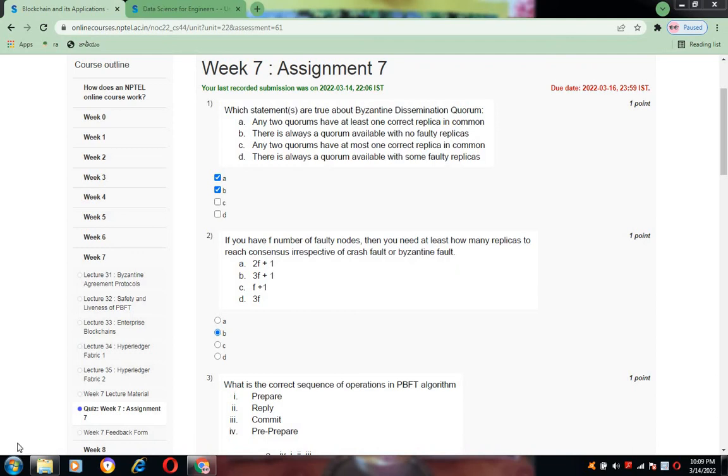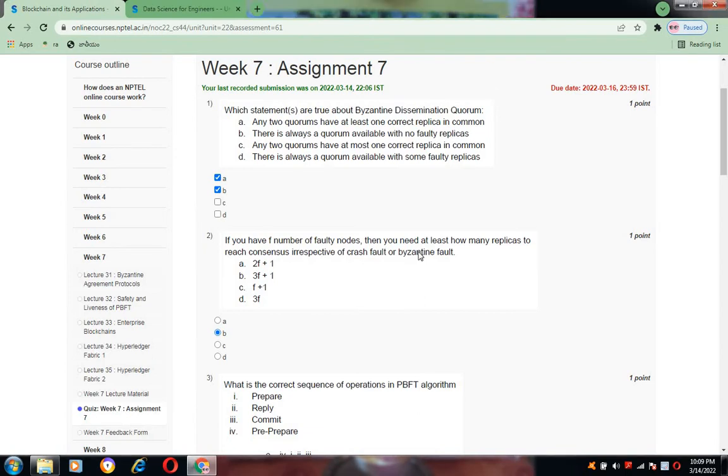In this session now I want to give the solutions for assignment 7 for week 7 for the NPTEL course blockchain and its applications. The answers are already selected, just we go through that. Coming to the question number 1, which statements are true about Byzantine dissemination quorum? For this the answers are A and B.